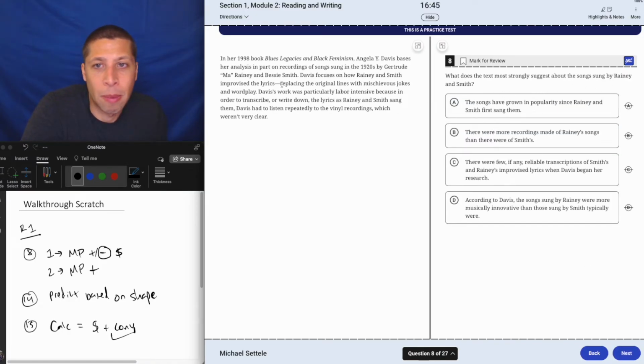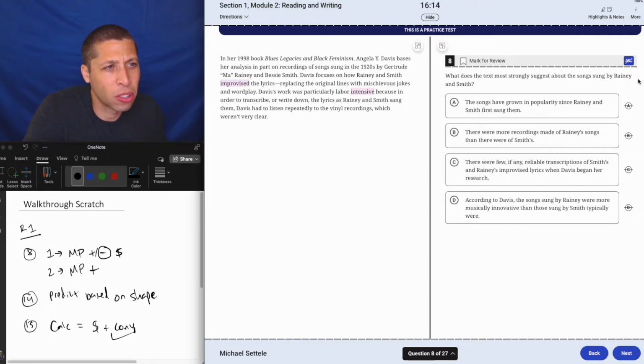Song sung by Rainey and Smith. Okay, in the 1988 book, Angela Davis bases her analysis in part on recordings of songs in the 1920s by Gertrude Ma Rainey and Bessie Smith. Davis focuses on how Rainey and Smith improvised the lyrics, so improvise seems strong. They're replacing the original lines with mischievous jokes and wordplay. Davis's work was particularly labor-intensive because in order to transcribe or write down the lyrics as Rainey and Smith sang them, Davis had to listen repeatedly to the vinyl recordings, which weren't very clear.